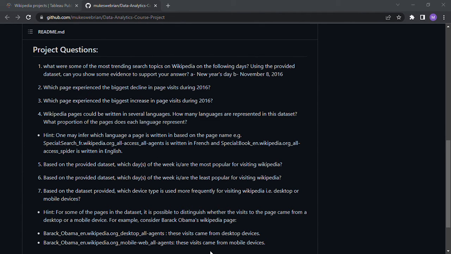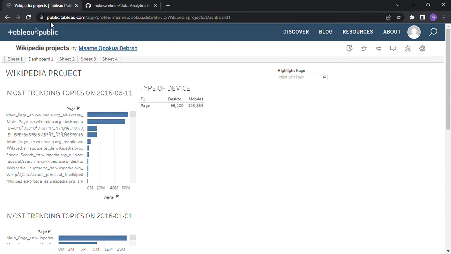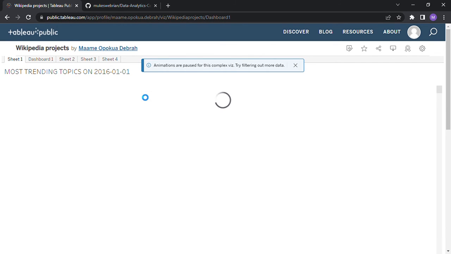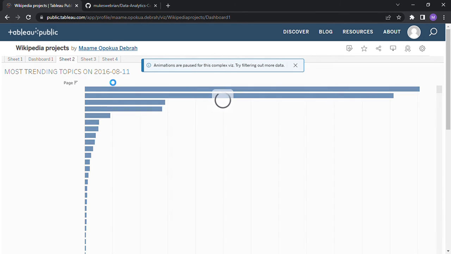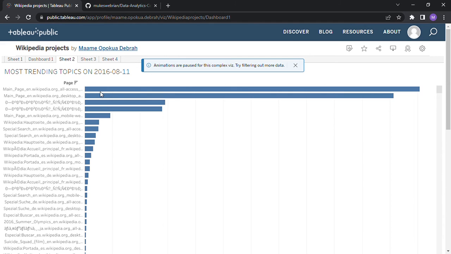In visualizing my data, I used Tableau, and that's our sheet 1. For sheet 1, I needed to find the most trending topics on 1st January. I realized that the main page was the most visited. I used a horizontal bar graph for this. I did the same for 11th August.